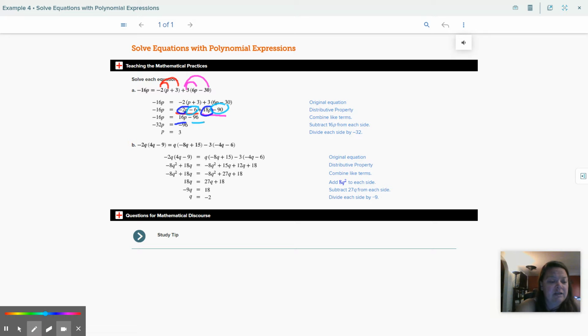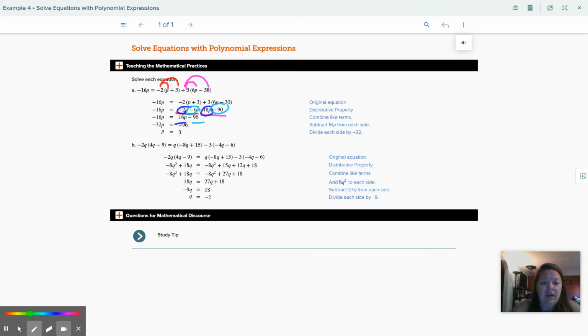Let's go ahead and look at the next problem. Negative 2q times the quantity 4q minus 9 equals q times the quantity negative 8q plus 15 minus 3 times the quantity negative 4q minus 6. Again, that looks really intense, but all we have to do is take each part of it by itself, use that distributive property to get rid of those parentheses, and then we can start simplifying the problem down and make it easier to work with.